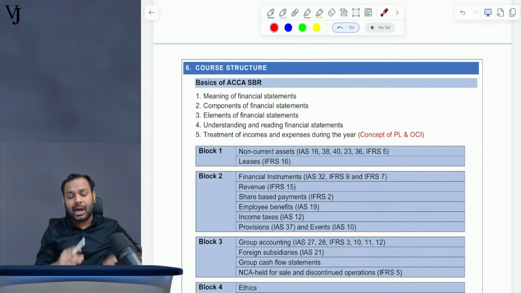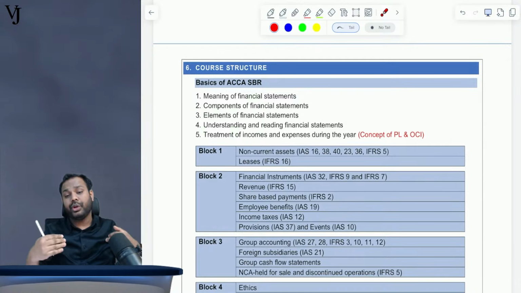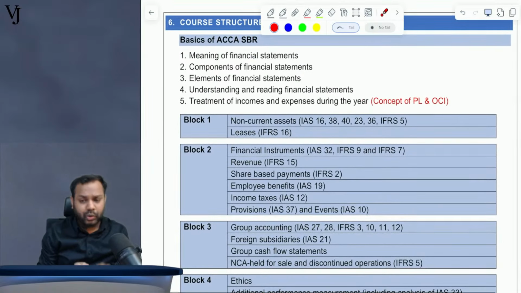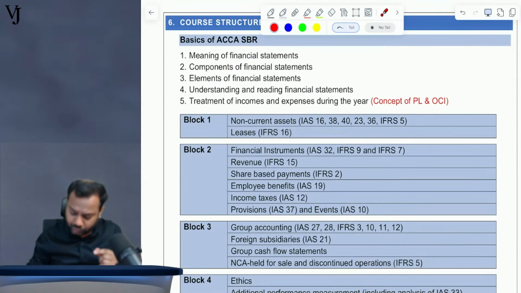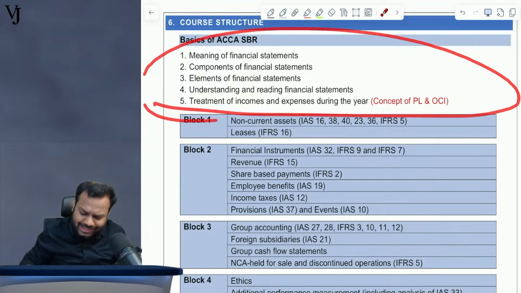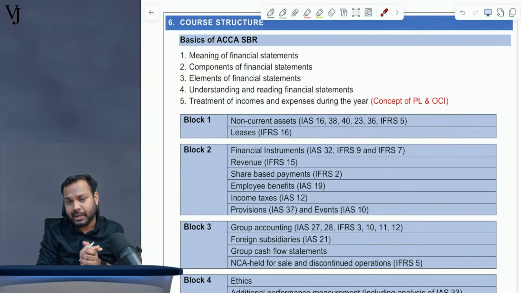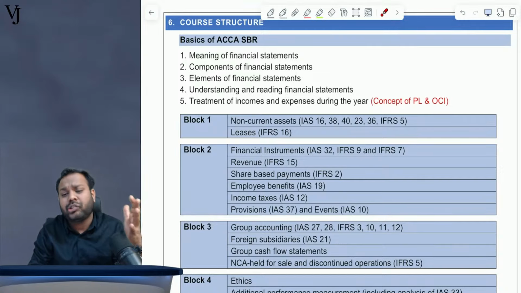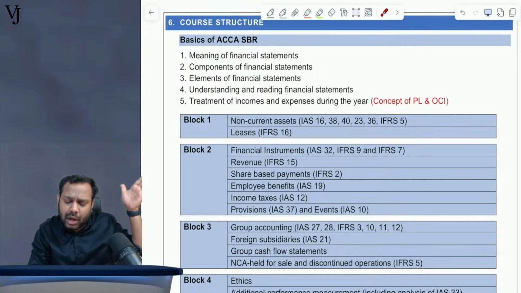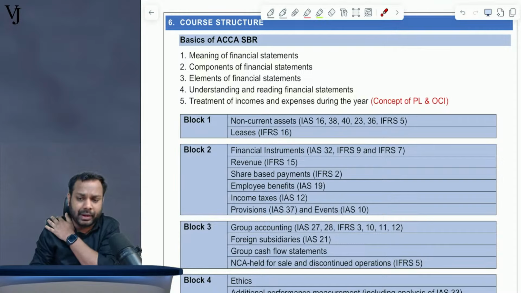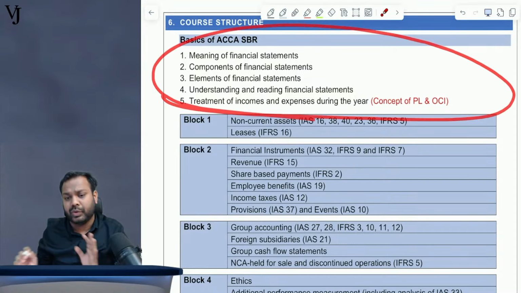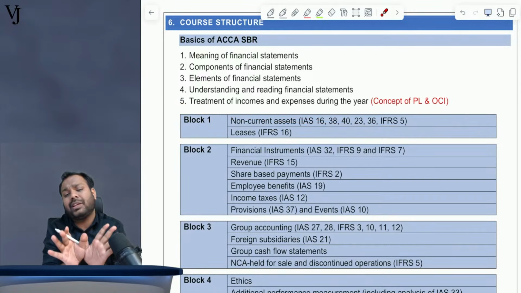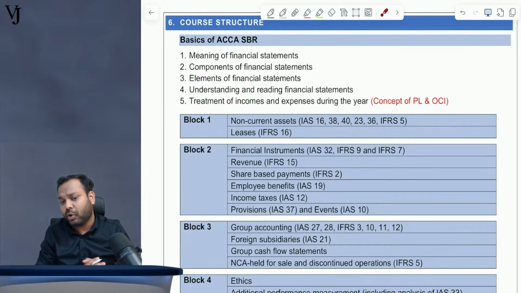Now, understand how exactly we are going to study the SBR paper. First of all, we'll discuss the basics of ACCA SBR, and the few common terminologies which I will be using across the SBR paper. That is what I am going to discuss with you first of all.